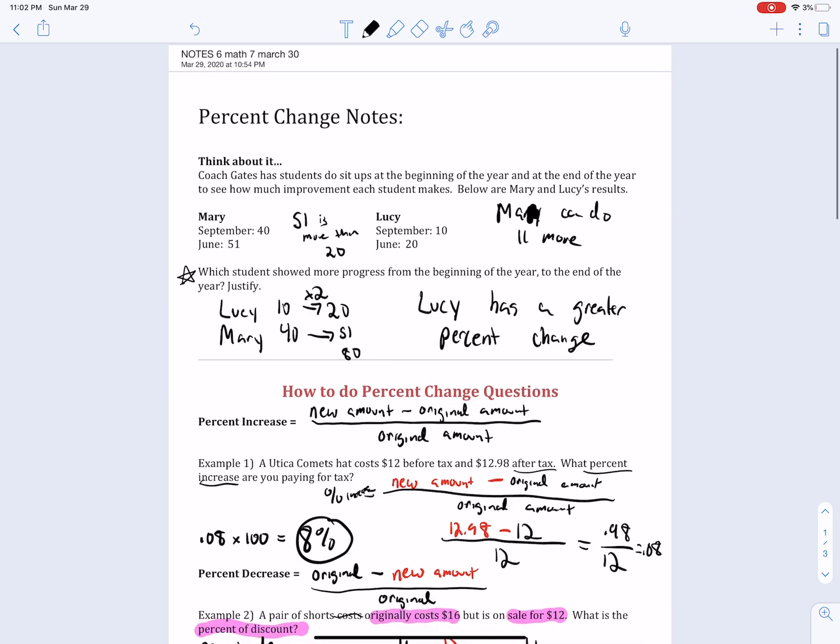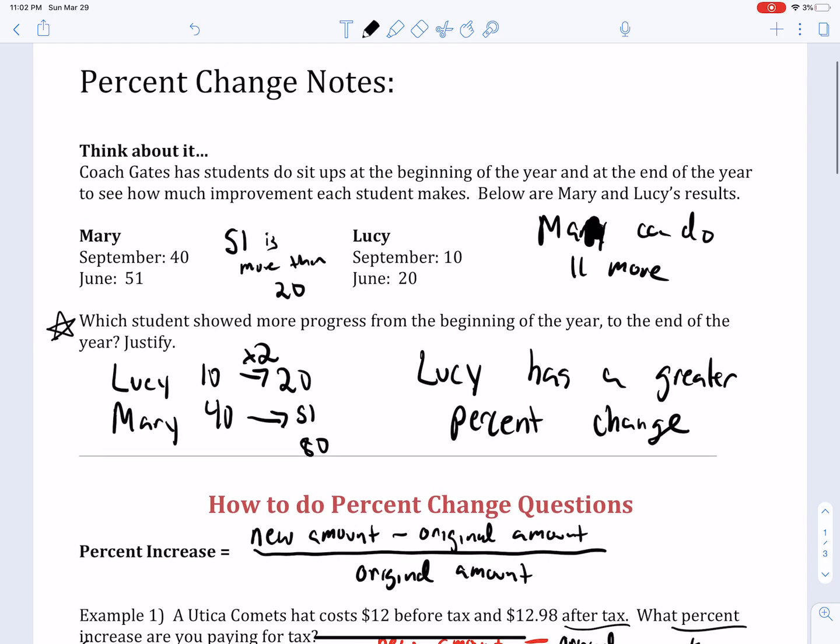All right? So use your formulas to find percent increase and decrease. Again, it's a great way to compare, just like here with Mary and Lucy, who had more progress. Percent change is a great way to compare.